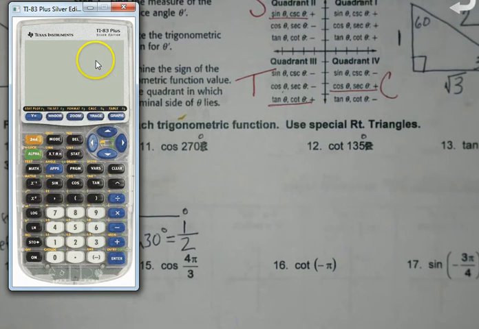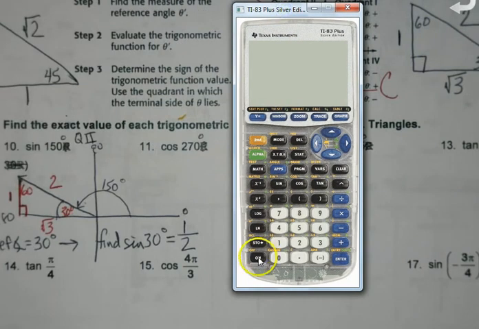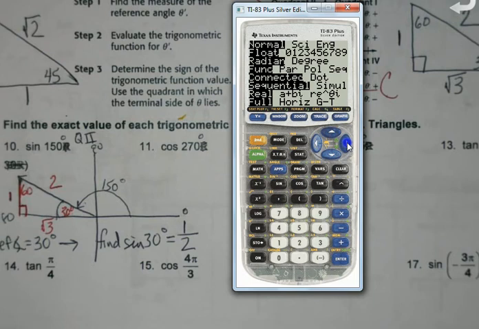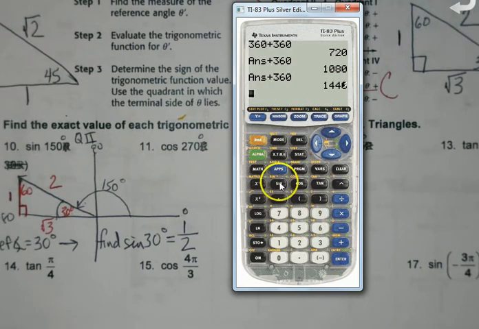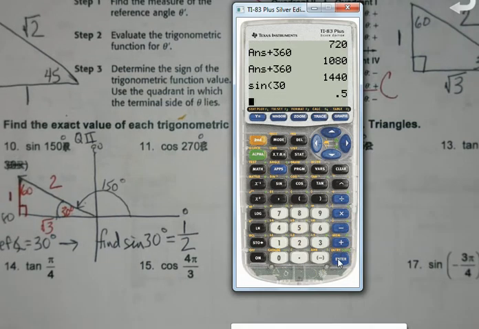So let's check and see. Now, again, it doesn't hurt to check an answer with the calculator. I don't care. Okay, so let's do sine of 30, 1/2. Well, so that sine of 150, 1/2.